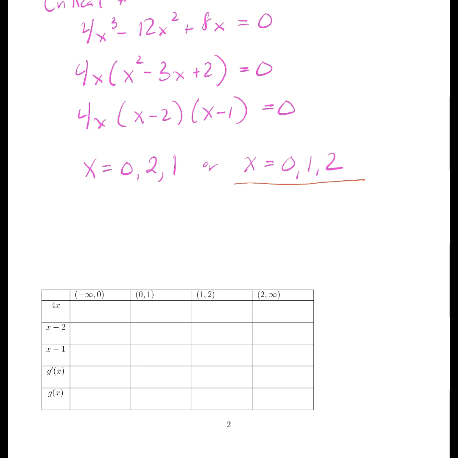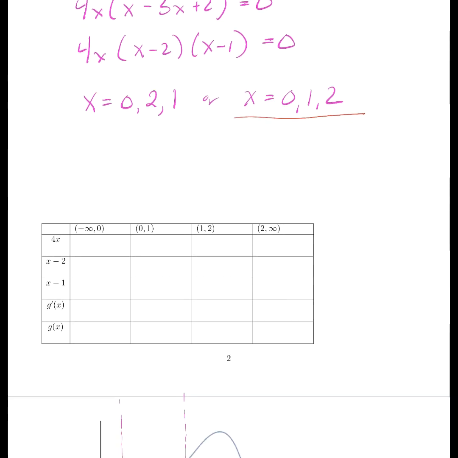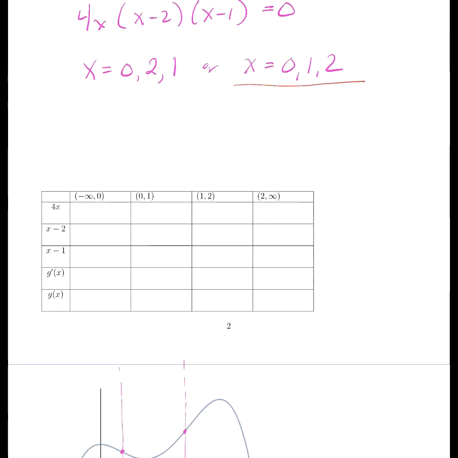So we always start our first interval from negative infinity, and we go to the smallest of our critical numbers, which in this case is 0. We're looking at this table here. The next interval goes from that critical number to the next one, which is 0 to 1. Then from that critical number to the next one, which is 1 to 2. And then finally from the largest critical number to infinity.